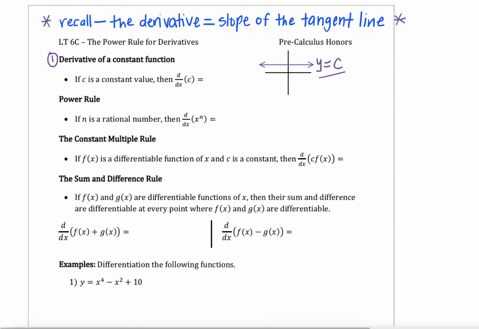So if I take the derivative, where d over dx is that operator, meaning I want to take the derivative of whatever is in the parentheses, with respect to x of our constant, I am always going to get 0 out, because 0 is the slope of our horizontal line, which graphically represents our constant function, through the derivative being the slope of the tangent line.